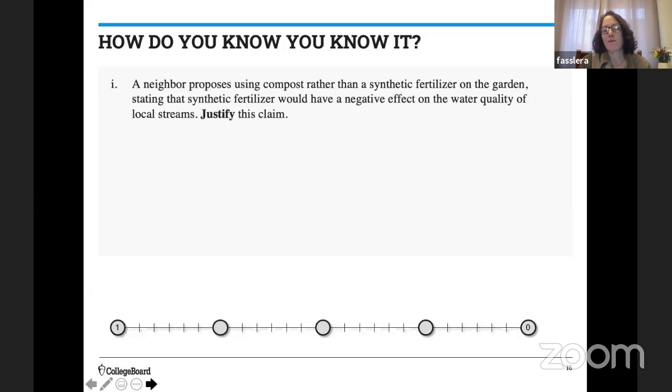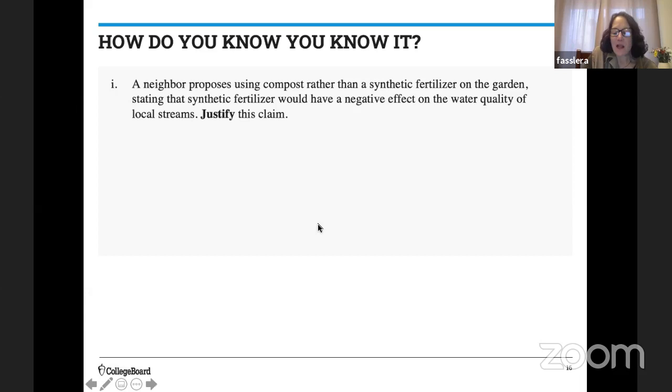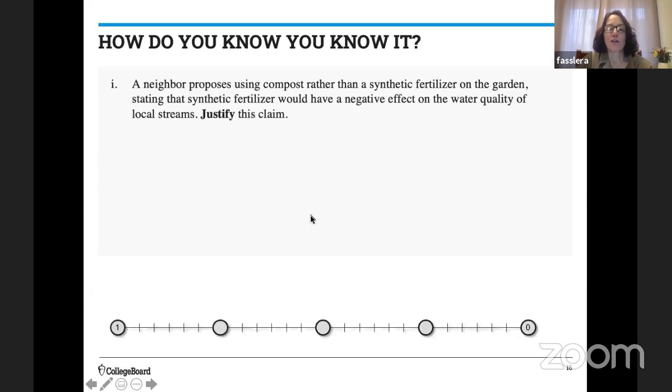So here's a quick free response prompt to see if you get that idea of non-point source of pollution. And again, it's going to give us an opportunity to practice one of those task verbs, which in this case would be to justify the claim. And so here is the claim that you're going to justify. A neighbor proposes using compost rather than synthetic fertilizer on a garden, stating that synthetic fertilizer would have a negative effect on water quality of local streams. Justify this claim. And in order to justify that, you kind of have to explain a process. I'll give you a minute for that.